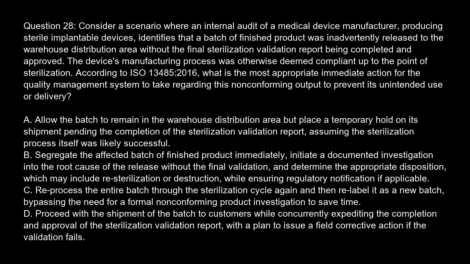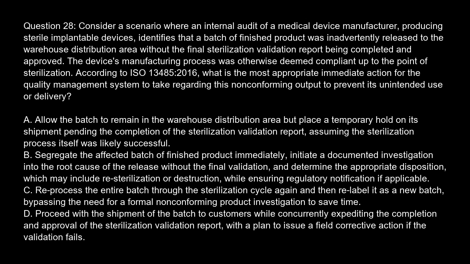Option A. Allow the batch to remain in the warehouse distribution area, but place a temporary hold on its shipment pending the completion of the sterilization validation report, assuming the sterilization process itself was likely successful. Option B. Segregate the affected batch of finished product immediately. Initiate a documented investigation into the root cause of the release without the final validation, and determine the appropriate disposition, which may include re-sterilization or destruction, while ensuring regulatory notification if applicable.